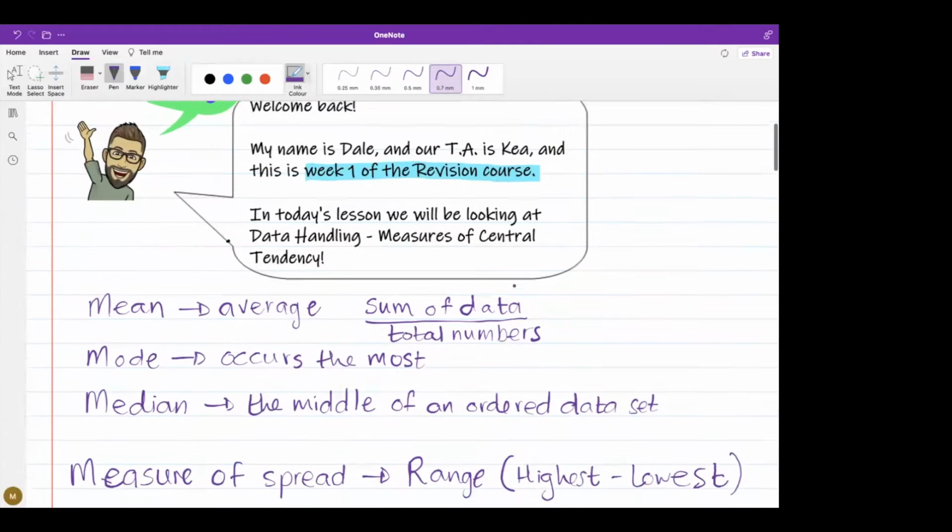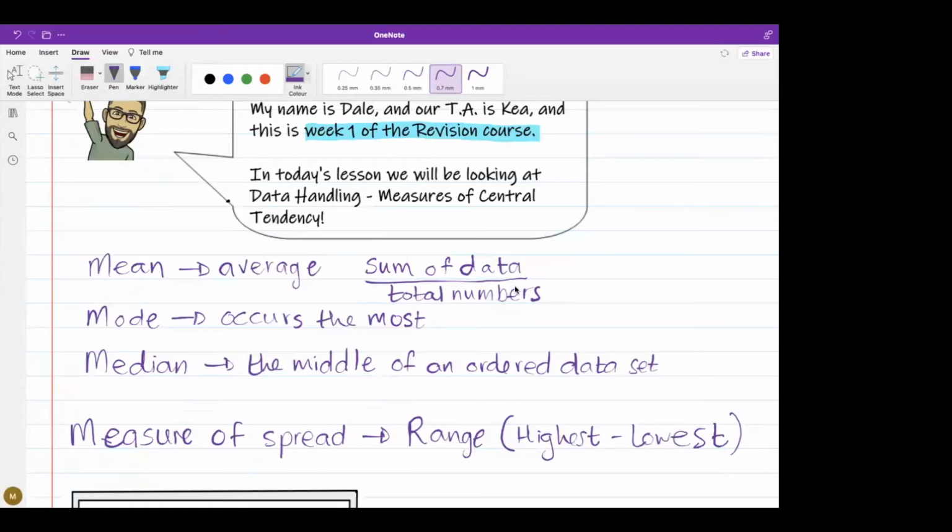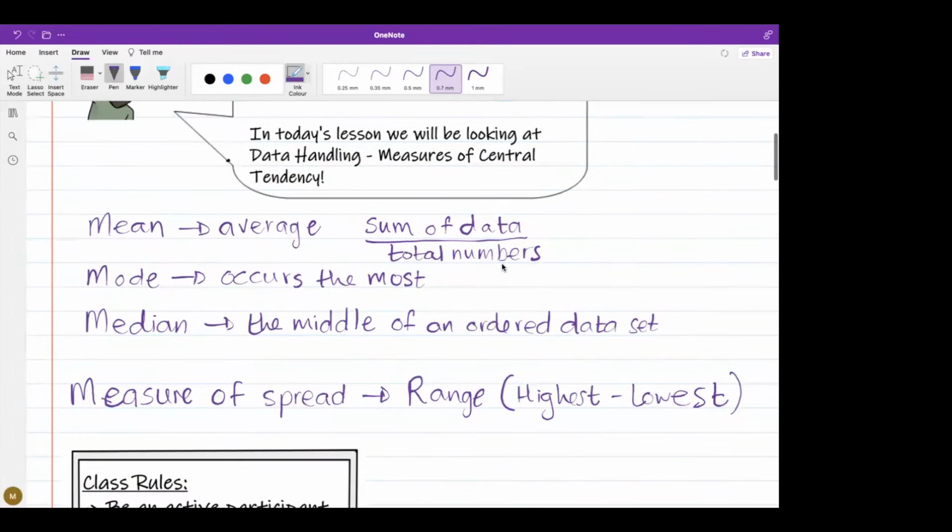And then when you get to grade 12, you also work out something called an interquartile range. The grade 12s will recognize this. That is your quartile 3 minus your quartile 1. But that only comes into play in grade 12. So those are your measures of spread, and we've got our measures of central tendency.